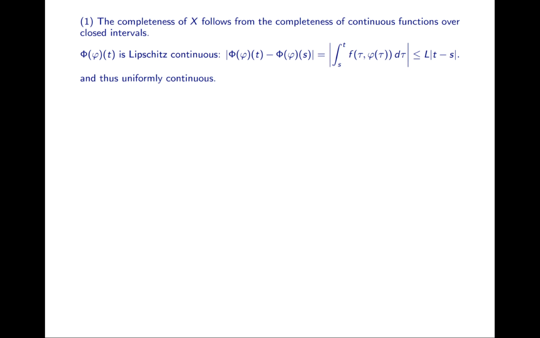So we get that big phi of little phi of t, that function is continuous. And because it's continuous on a closed interval, it's uniformly continuous. In fact, because it's Lipschitz continuous, it's uniformly continuous. Of course, if I apply my function that's mapped by phi, if I evaluate it at t naught, I get x naught, because the integral from t naught to t naught is 0, since my integrand is bounded.